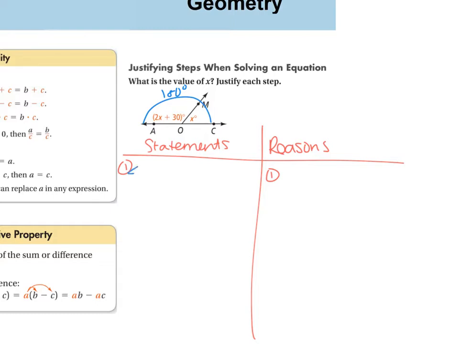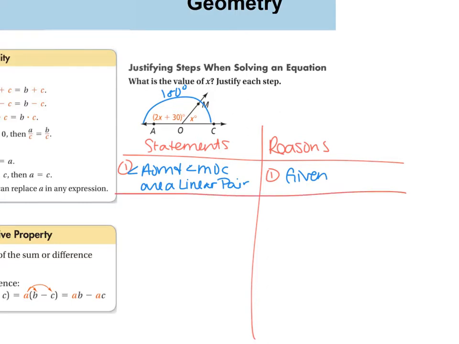We know that angle AOM and angle MOC are a linear pair. Linear pair. And that is what our given statement is. We can see that just by looking at a picture. That was one of the things in section 1.4, I believe, that you can just assume by looking at a picture.